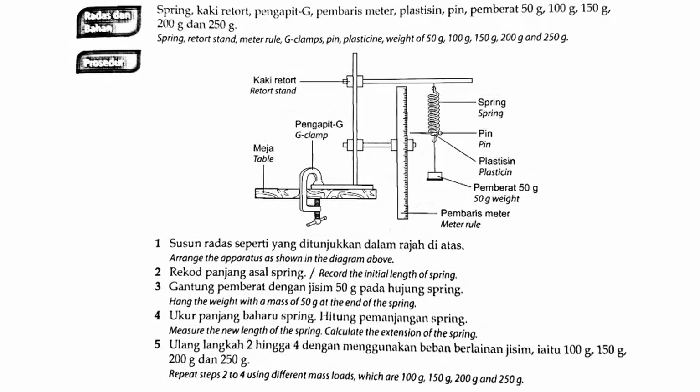Apparatus: spring, retort stand, meter rule, G-clamps, pin, plasticine, weights of 50 grams, 100 grams, 150 grams, 200 grams and 250 grams. Procedure: arrange the apparatus as shown in the diagram above. Record the initial length of spring. Hang the weight with a mass of 50 grams at the end of the spring. Measure the new length of the spring. Calculate the extension of the spring. Repeat steps 2 to 4 using different mass loads, which are 100 grams, 150 grams, 200 grams and 250 grams.